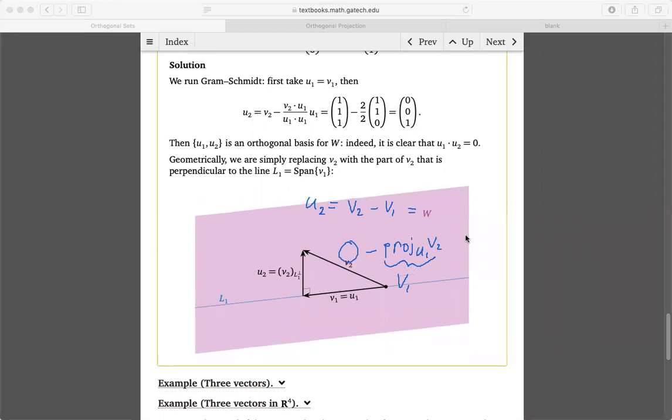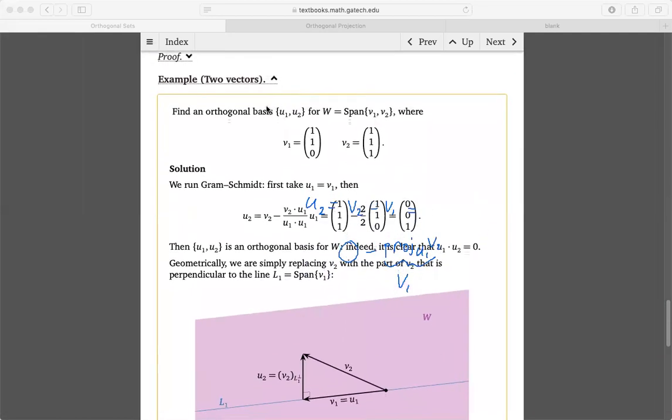Let's check that to make sure that's right. So here's v1, here's v2. I'm going to take v2, which is 1, 1, 1, and subtract v1. That gives me 0, 0, 1. And that is the answer. That's the same thing they got when they applied the Gram-Schmidt process.